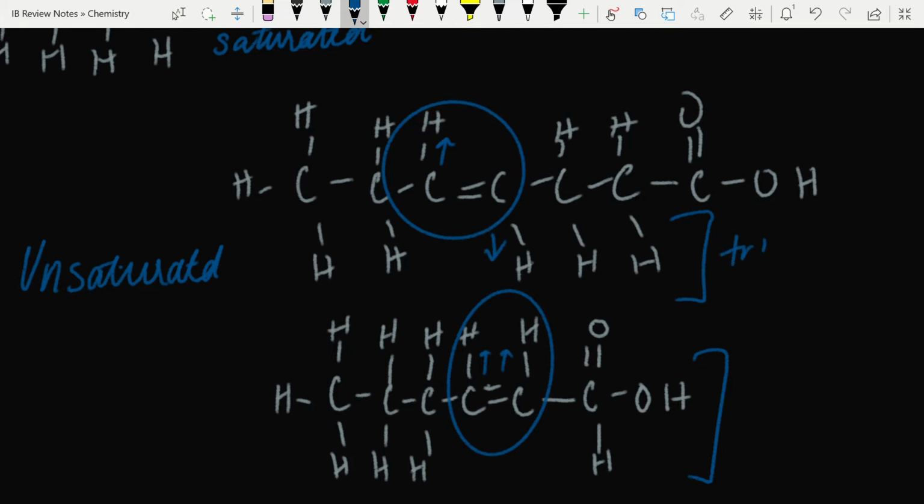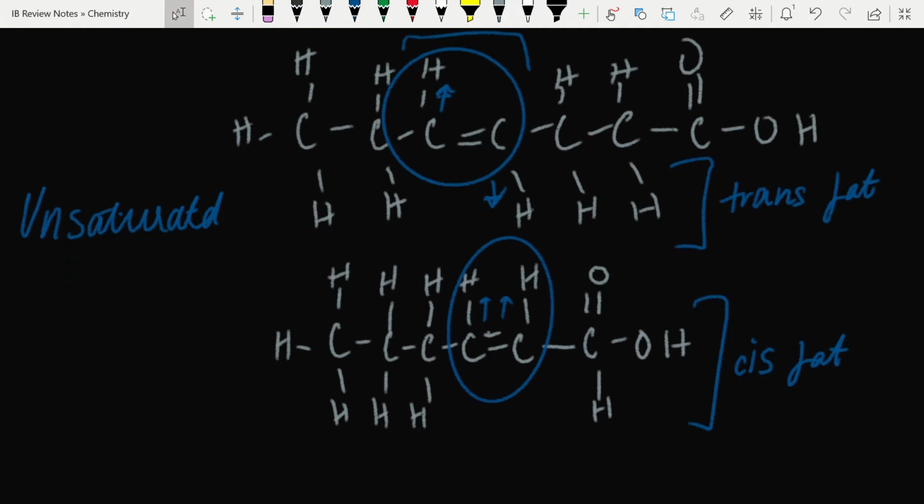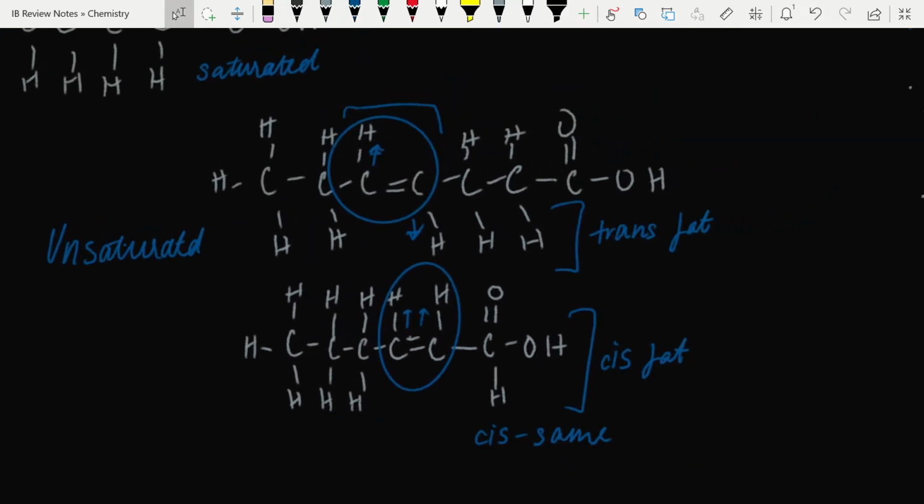So this is called a trans fat. It's called a cis fat. The reason that this right here is a trans fat is because the hydrogens are pointing 2 different ways. This is called a cis fat because the hydrogens are pointing the same way. And a good way to remember this is cis same. So, the hydrogens are facing the same way.